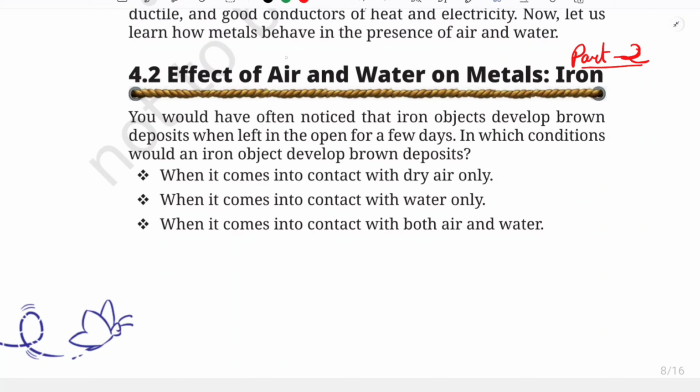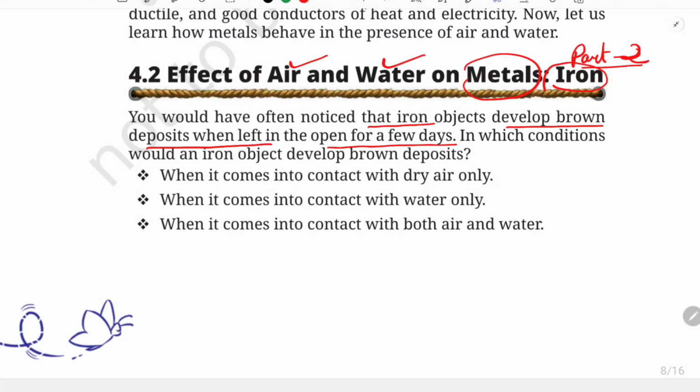So today in this class we are going to see the effect of air and water on metals. First we are going to see about iron. You would have noticed that iron objects develop brown deposits when left in the open for a few days. Have you noticed or not? There used to be a brown deposit. What do we call it? We call it rust, isn't it? That is rusting, so about that we are going to learn here.